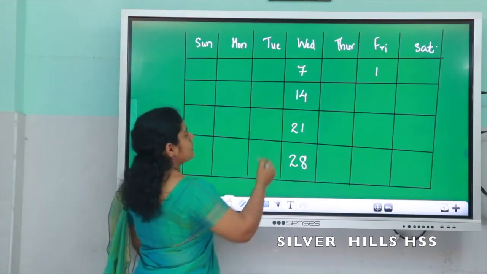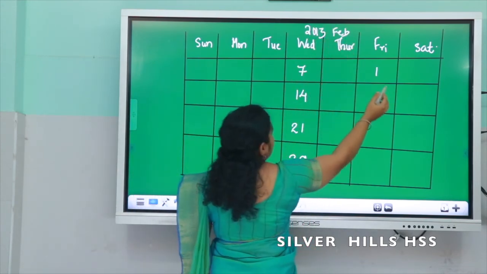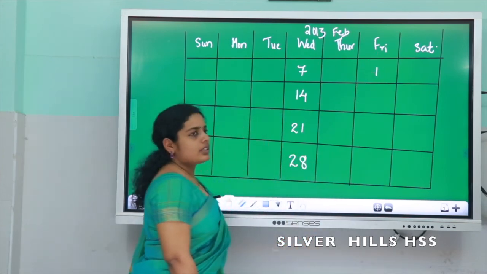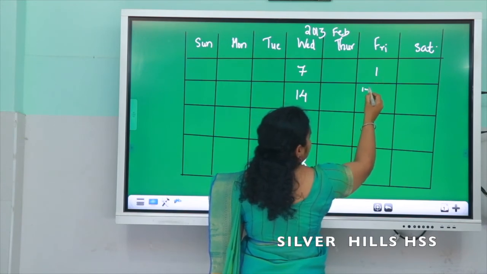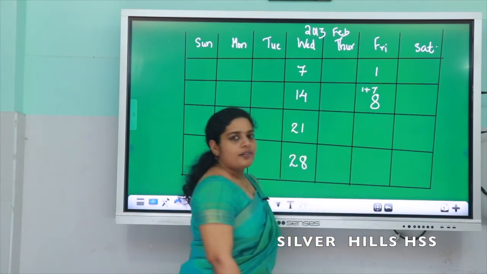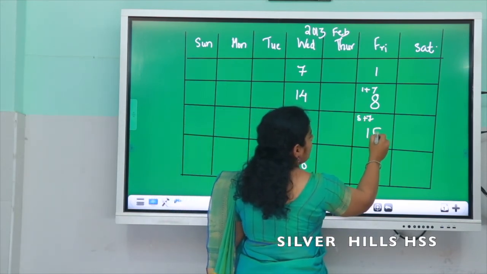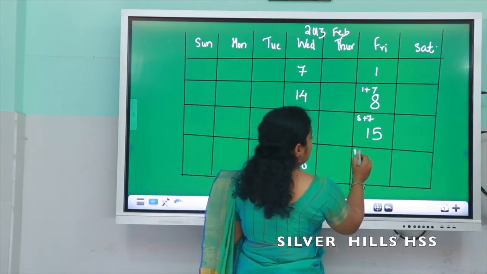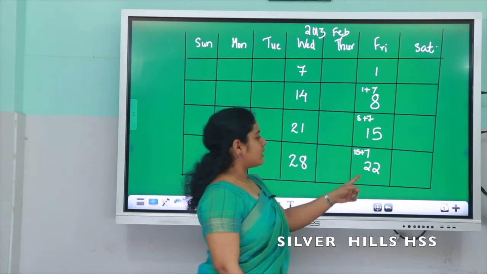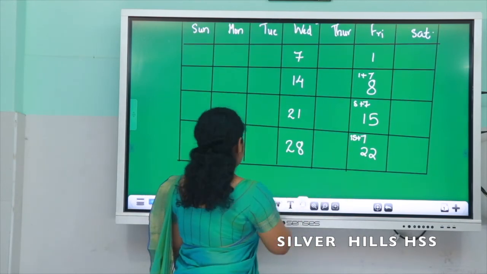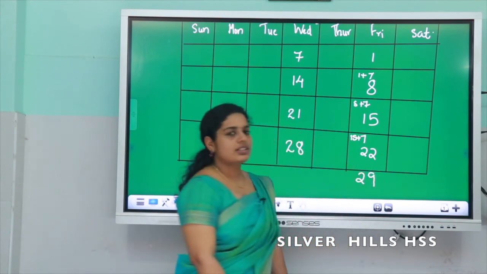Okay. So just think that this is 2013's February calendar. And here 1st February is Friday. So we know that 1 plus 7, 8 will also be Friday. Now 8 plus 7, 15 will also be Friday. Now 15 plus 7, 22 will also be Friday. Okay, 22 plus 7. What about 22 plus 7? 22 plus 7 is 29.